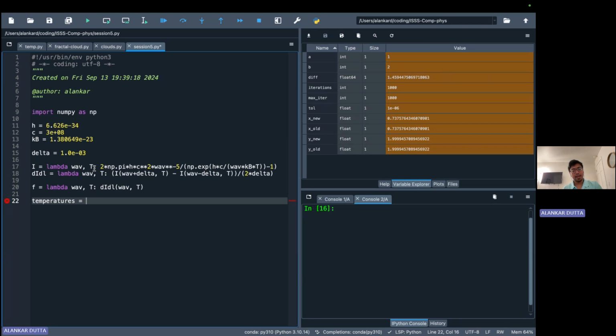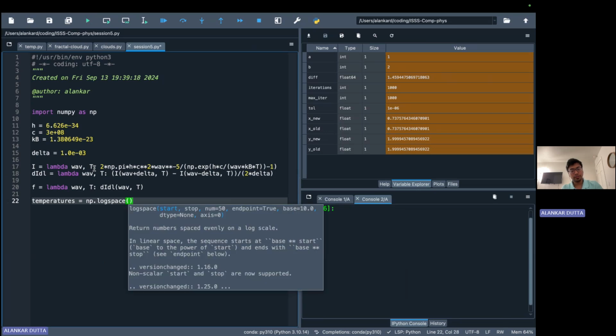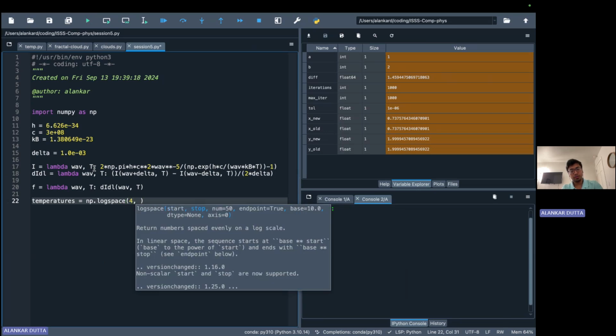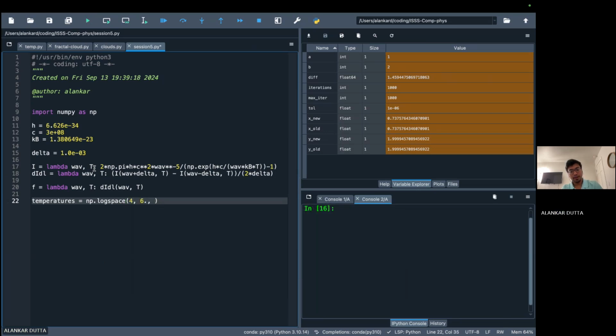So let's now take temperatures and do np.logspace. We will take different temperatures, say from 4 to 6, 100 points. What this means is that in log space we go from 10 to the 4 to 10 to the 6 with 100 points, logarithmically spaced instead of linspaced. For every temperature we are going to find this out.